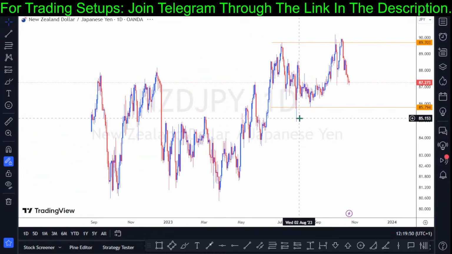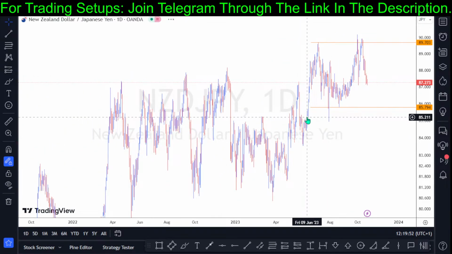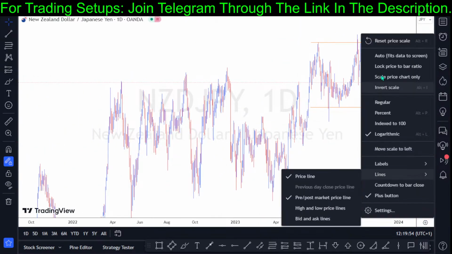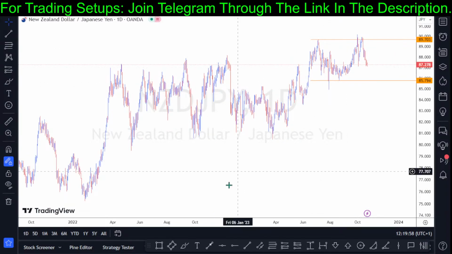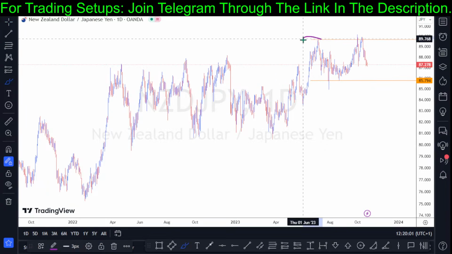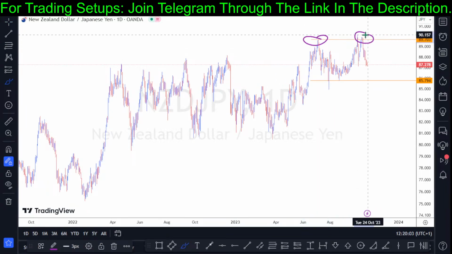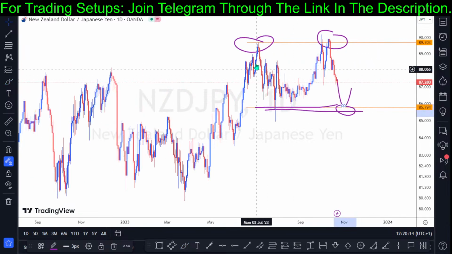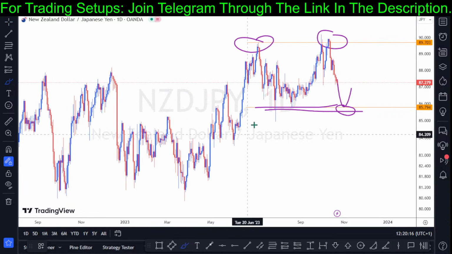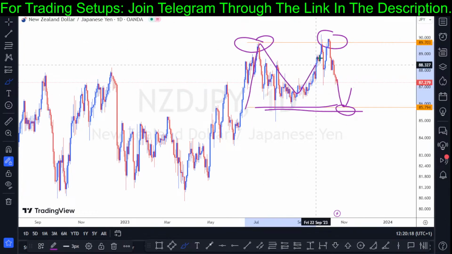The New Zealand Japanese yen as well tends to be forming a pattern which could be referred to as a double top pattern in an uptrend. This is the first top right here, we have the second top, and we have the neckline structure. I'm still monitoring this asset to see how it's going to react to the support structure of the 85.794 this week. So this is the New Zealand paired against the Japanese yen. This is what I have on this asset.